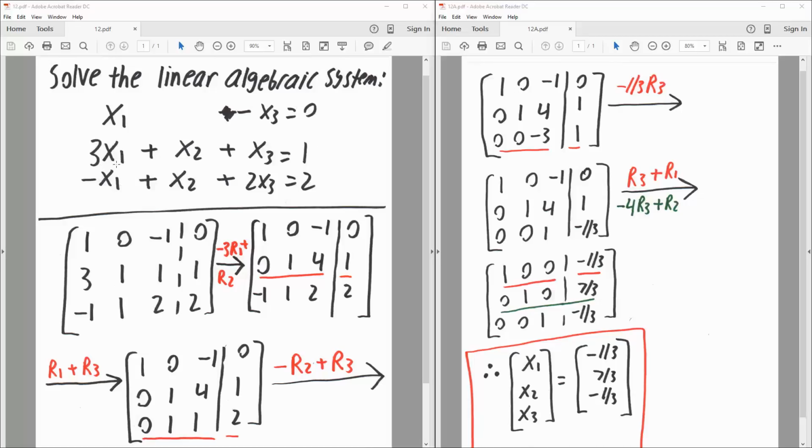Next we have 3x1, so 3, 1x2, so 1, 1x3, so 1, is equal to 1, so simply we're at 1. Minus 1x1, so minus 1, 1x2, so 1, 2x3, so we write 2, is equal to 2.